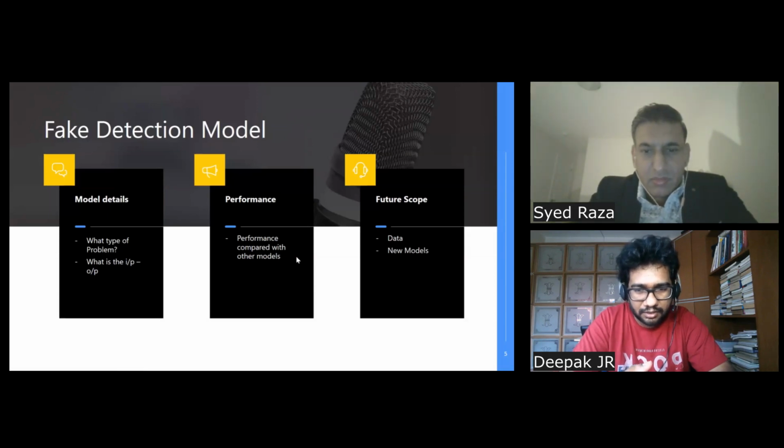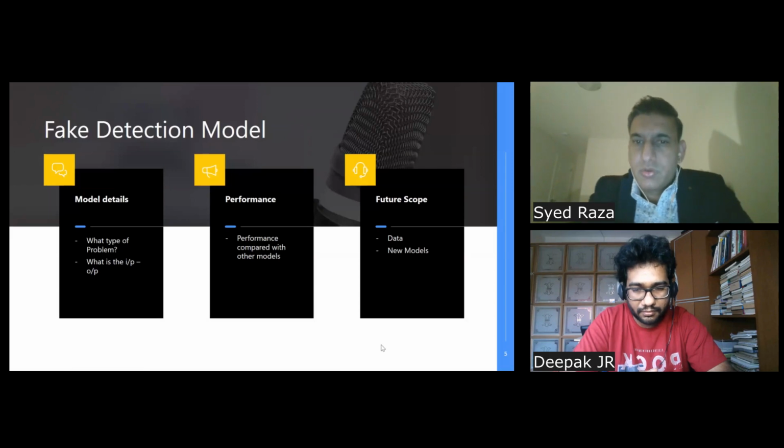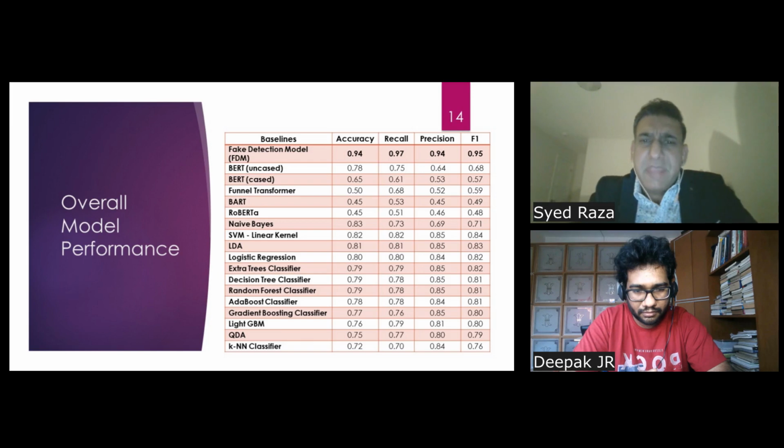Looking at the performance, you said you benchmarked with some baseline models. What were your observations? We took four parameters for checking our model: accuracy, recall, precision, and F1 score. We named our model FDM, fake detection model. We compared it with many baseline models like BERT uncased, cased, Funnel Transformer, BART, RoBERTa, Naive Bayes, SVM with linear kernel, LDA, you name it.